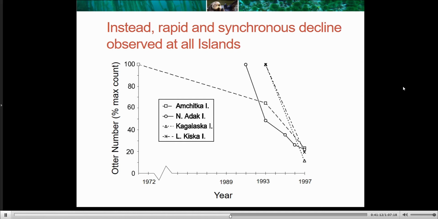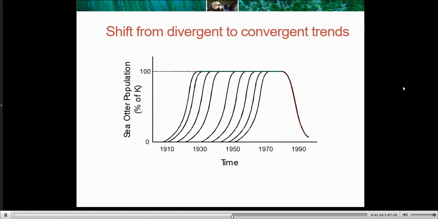And from all the data we have, and I'm showing you here skiff survey data from 4 of the islands, we have data from that sort of level of detail from a few other islands. They all seem to happen in synchrony. So with this decline, there might have been slight differences in when the decline began, but for the most part, it happened from the early 1990s through to 2000.